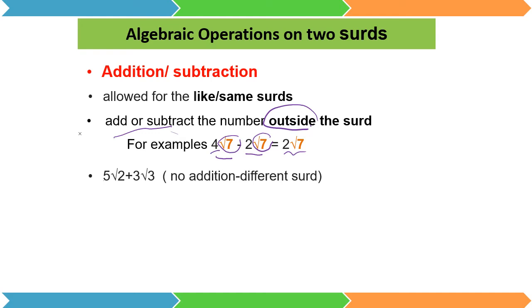5 surd 2 plus 3 surd 3. So do we have the same or like surds? Surd 3 here, surd 2 here. This is not the same surd, so we cannot do any addition or subtraction.